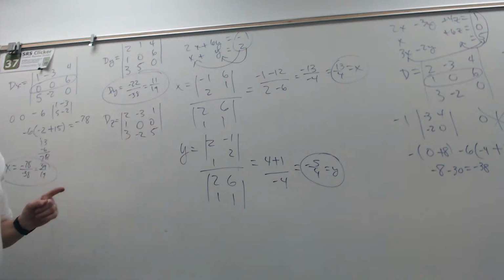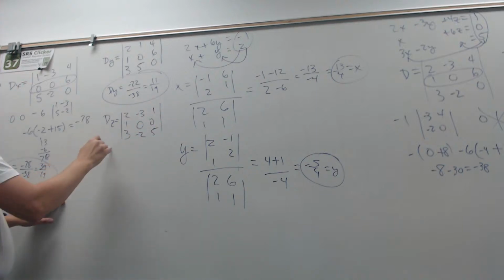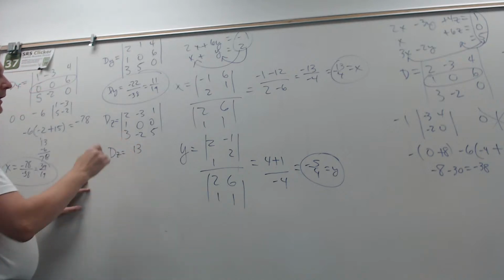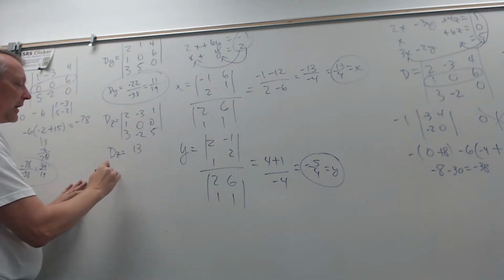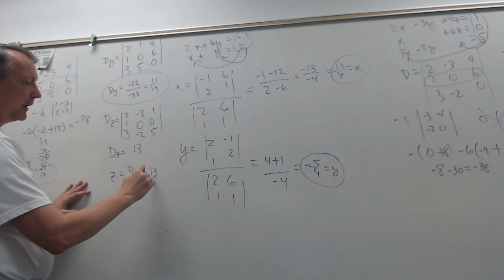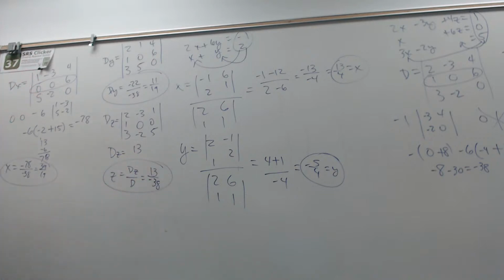Okay? We can find that determinant, and when we do, the determinant of z equals 13, and so z equals determinant of z over d, which equals 13 over -38. Okay? So hang out in the math lab, make sure you got this down, because it's going to be on the test tomorrow. Okay? Good. Okay, so start from the beginning.